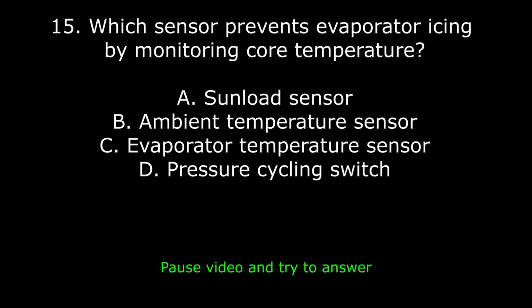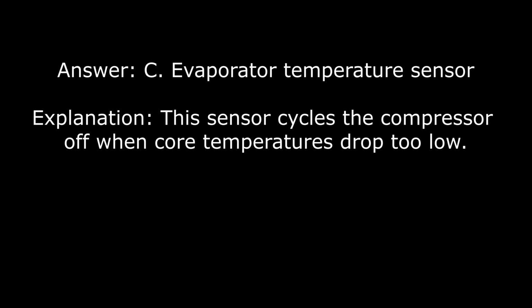15. Which sensor prevents evaporator icing by monitoring core temperature? A. Sun load sensor. B. Ambient temperature sensor. C. Evaporator temperature sensor. D. Pressure cycling switch. Answer: C. Evaporator temperature sensor. Explanation: this sensor cycles the compressor off when core temperatures drop too low.